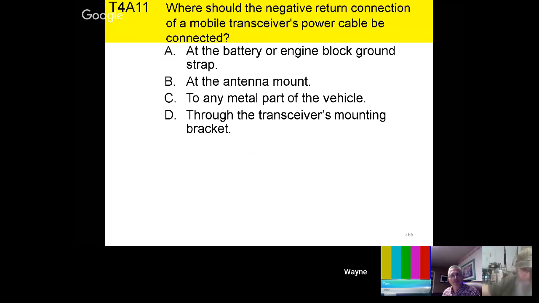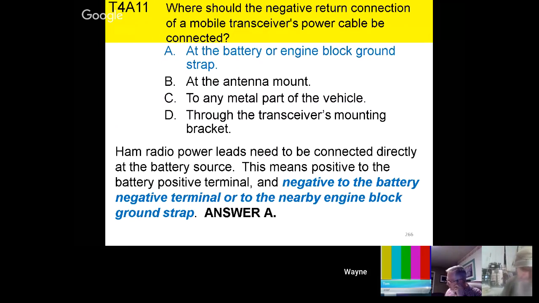Where should the negative return connection of a mobile transceiver's power cable be connected? I kind of mentioned this the other day, about how I connect up my radios in my vehicle. What it really boils down to, the best way to do this, we were talking about interference, I think, and getting alternator whine and things of that sort. To minimize or eliminate the alternator whine, generally you want to go straight to the battery negative or to the engine block ground strap, but you also want to add the ferrite coils or beads rather to the power lines so that whatever residual noise from the engine might be there doesn't follow the leads back into the radio. So they really need to be connected to the battery source.